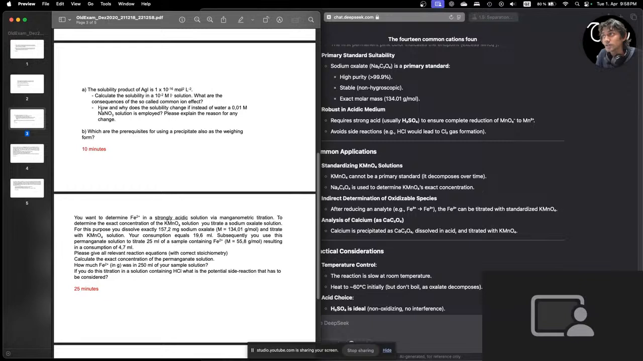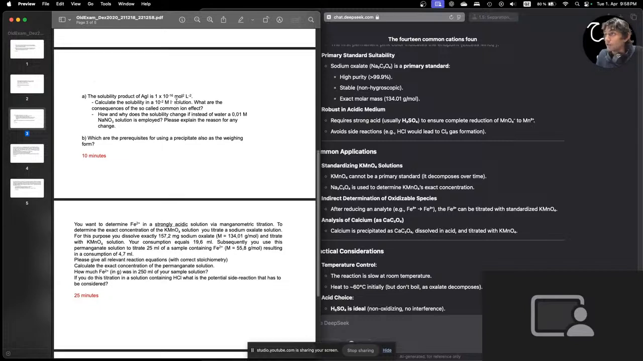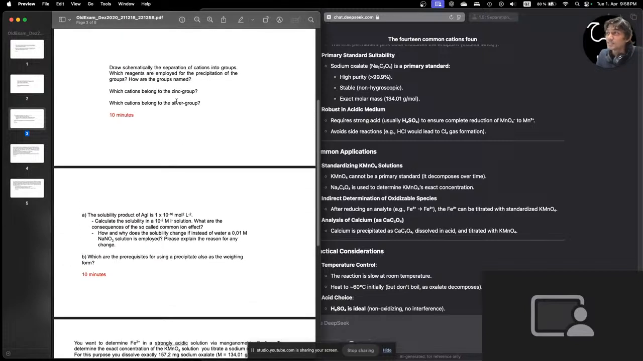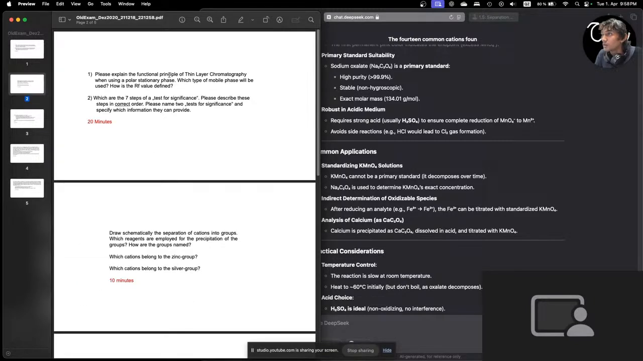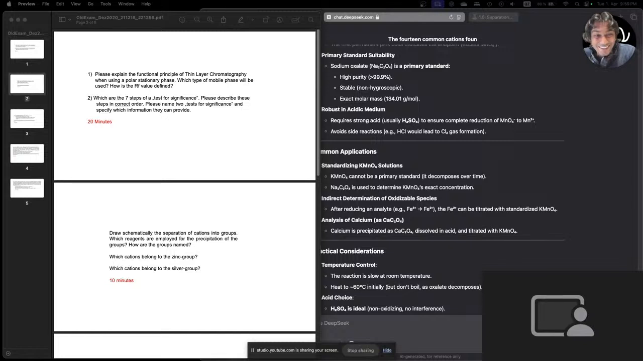How and why does the solubility increase? I just wrote, yeah, the solubility increases, because duh. No, you gotta give the reason. So yeah, I do believe I can do this test. I'm just gonna go sleep.